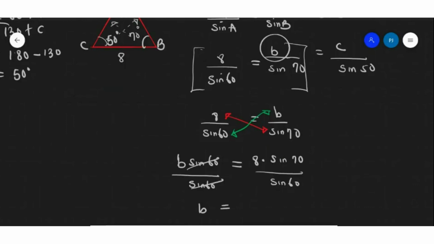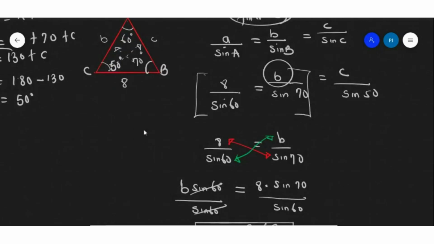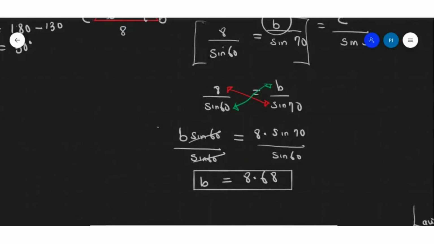It is 8 times sine 70. Remember, your sine function is always on your calculator. Divided by sine 60. So my answer here is 8.68. I'm just going to make my answers to 2 decimal places. So we already know the value for the small b. So let's go ahead and also find the value of our c. The b value already is AC. So this is already side AC. So let's go ahead and find side AB.